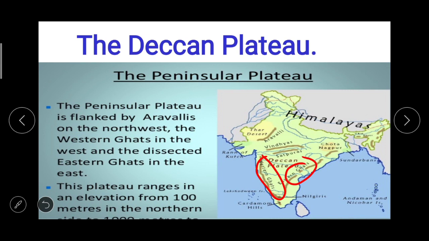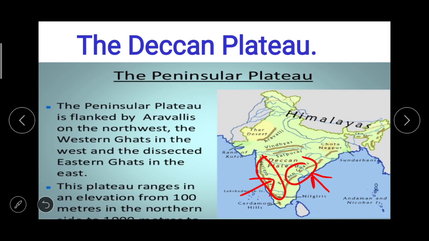The mountain ranges of the Vindhya and Satpura are located to the north of the Deccan Plateau. The Sahyadri mountain ranges are to its west, and they are also known as the Western Ghats. To the west of the Sahyadris is the coastal region of Konkan and Malabar. The mountains on the eastern side of the Deccan Plateau are known as the Eastern Ghats.